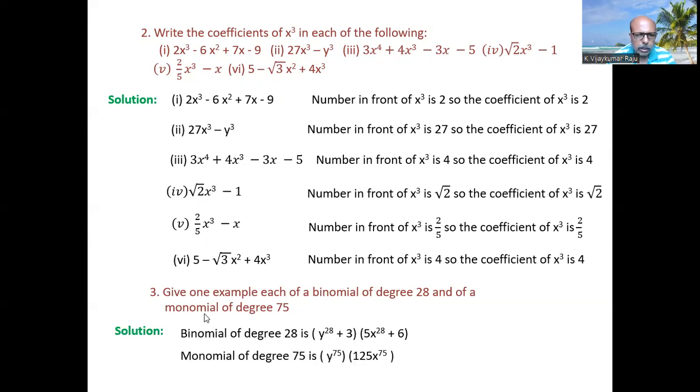Now let's take a monomial, meaning having only one term. So y raised to 75. One term, and it's a polynomial having degree 75. 125 x raised to 75, it's a polynomial of degree 75.